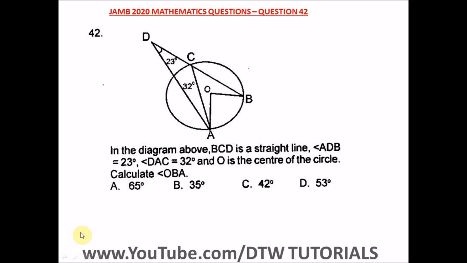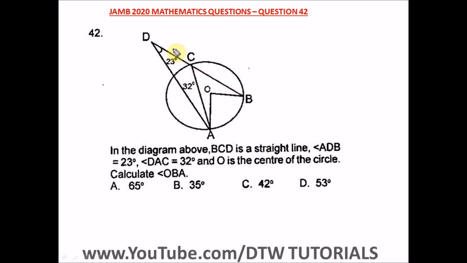This is question number 42 of the Jamb 2020 past question. I said in the diagram above, BCD is a straight line, as you can see. This is a typical straight line.